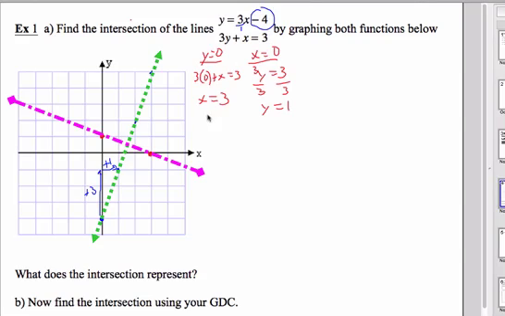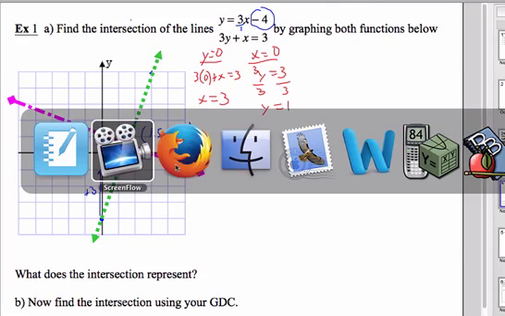Now notice it's a bit difficult to see where the intersection is, but it looks like it's about right here. It looks like the intersection point is at maybe 1.5, 0.5. So this is one of the flaws of using the graphing method. It's very hard to determine exactly if you graph it by hand. So let's double check with the graphing calculator.